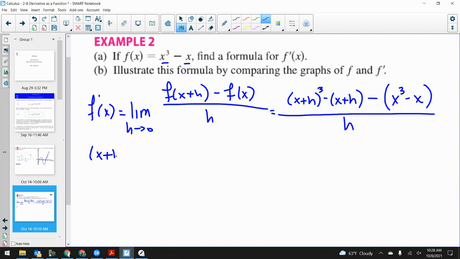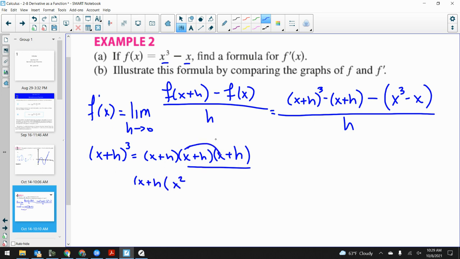Let's take x plus h to the third and just simplify that for a second. Because remember, that's this. I die a little inside. Everybody tries to just distribute that third to the inside of the parentheses, like x to the third plus h to the third. Okay, so let's FOIL this. So that's x plus h times x squared, then we've got xh and xh, so plus 2xh plus h squared.